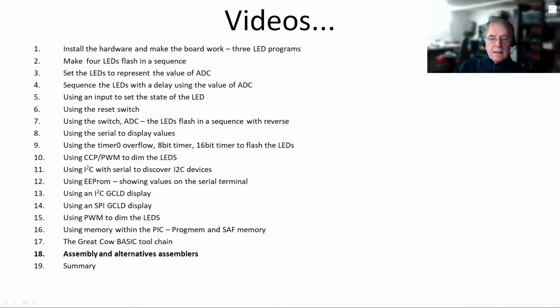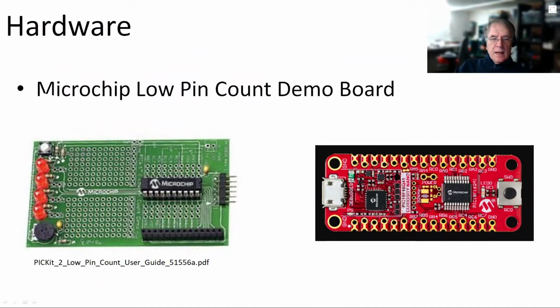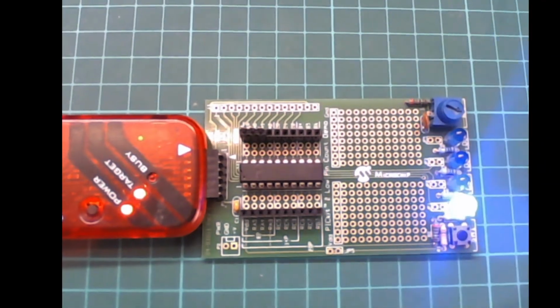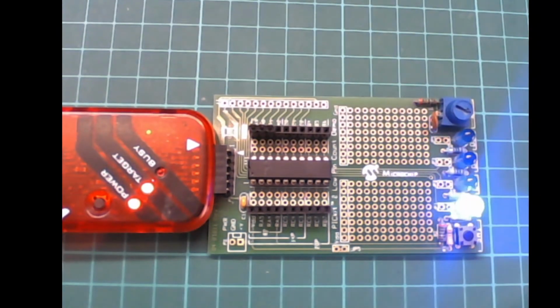So let's get cracking. I'm using a Microchip low pin count demo board. I have definitely got some Curiosity Nano boards on their way, and I'll do another tutorial once they arrive to show the same capabilities. I've got one out in the lab here, sitting out in the lab. It's just flashing away for us. We'll be using that a little bit today, but it's not the main part. We're not looking at Great Cow Basic per se today. We're looking at how assemblers and linkers work.